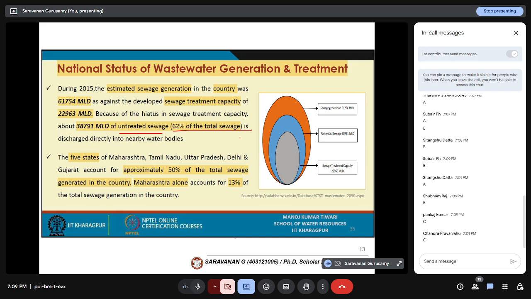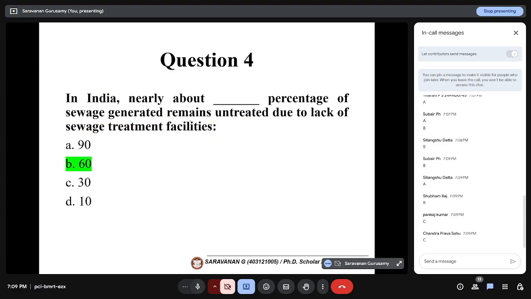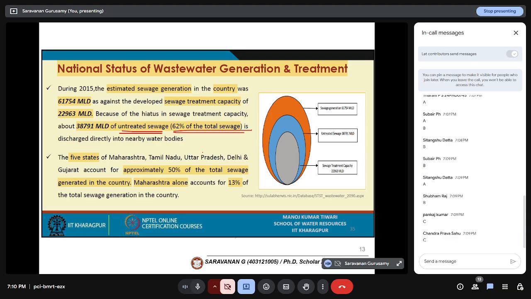Hope it's clear, right? Here, for Indian conditions, 62% of the total sewage is untreated due to lack of sewage treatment facility. Because we have sewage treatment capacity for only about 40%. So this is lack of treatment capacity. That's why we are not handling this 60%.